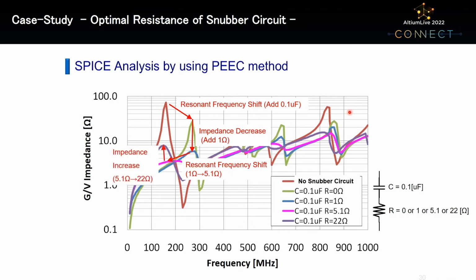When the resistance value is set to 22 ohms, the impedance of the snubber circuit increases, so it approaches a state where there is no snubber circuit. By using SPICE simulation, it is possible to easily try and error the constants of the snubber circuit.